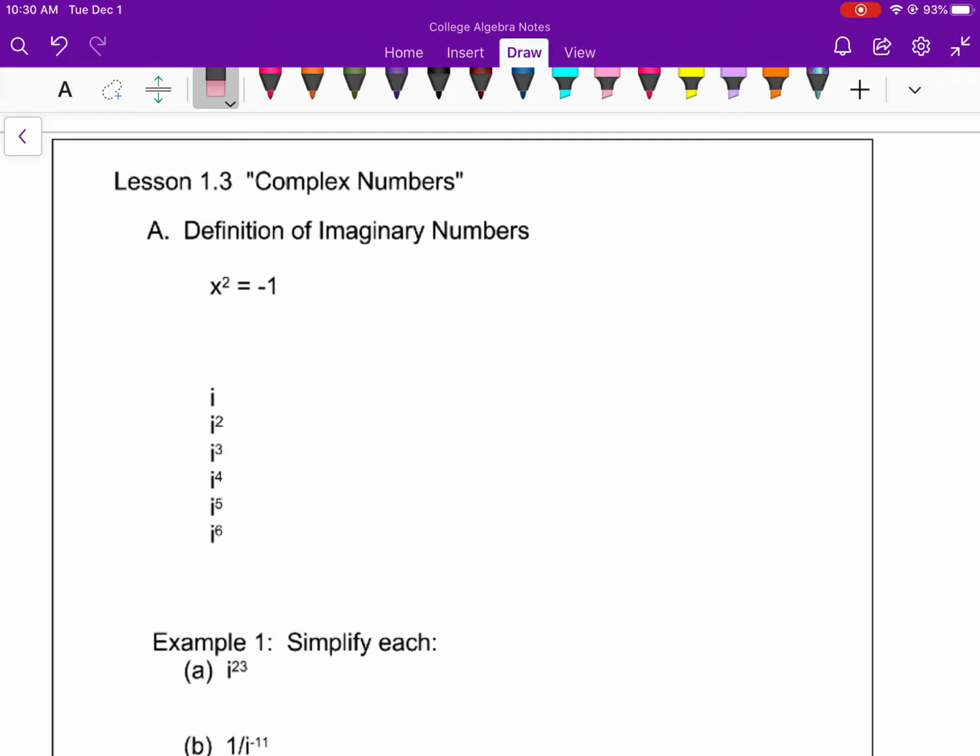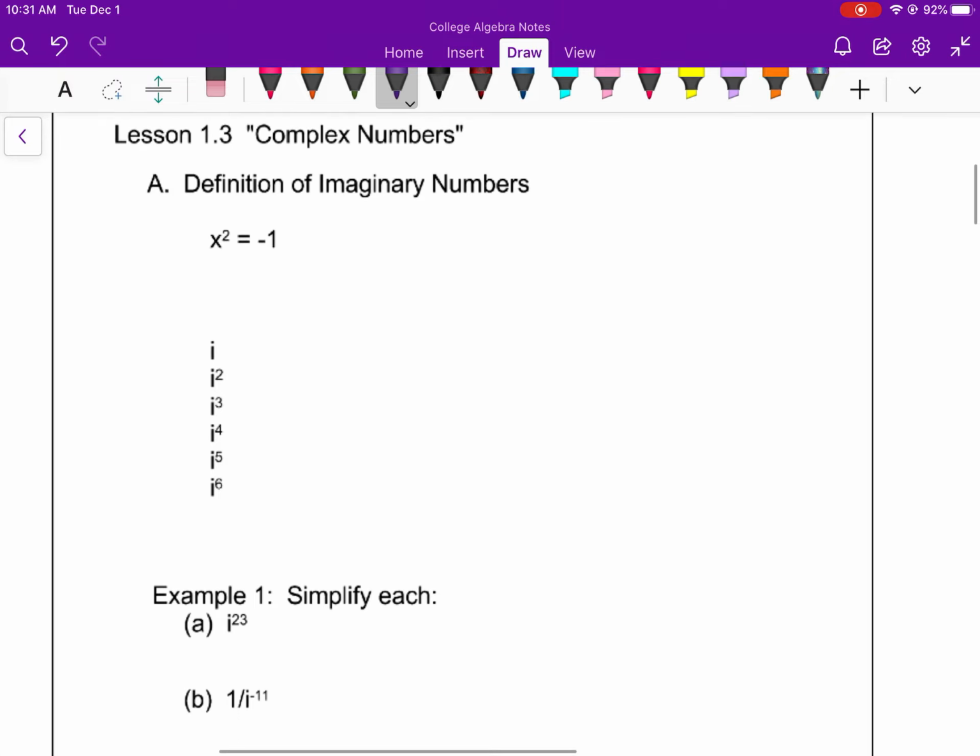The first lesson in college algebra covers complex numbers. It's lesson 1-3 if you have a textbook. If not, these notes will suffice.